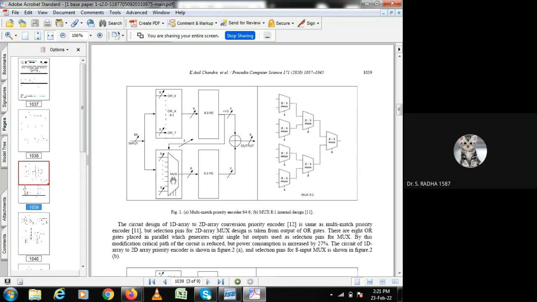Next I am going to the 8x1 mux. It should be designed in this fashion. Everywhere a 2x1 mux is there. But you can see here this 8x1 mux has 8 inputs and 1 output.